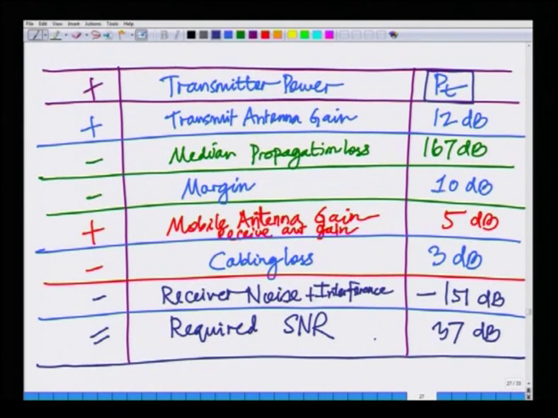Due to lack of time, I am going to stop it here at this point, and the next time when we return, we are going to complete this example and move on to the next topic.